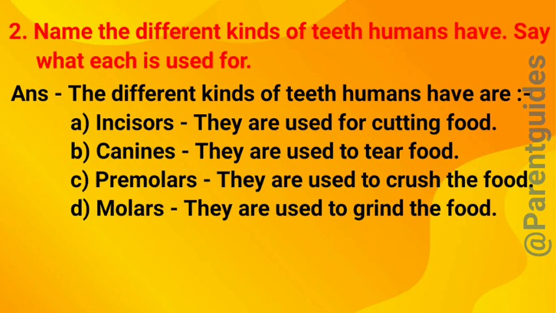2. Name the different kinds of teeth humans have. Say what each is used for. Answer. The different kinds of teeth humans have are A. Incisors. They are used for cutting food. B. Canines. They are used to tear food. C. Premolars. They are used to crush the food. D. Molars. They are used to grind the food.